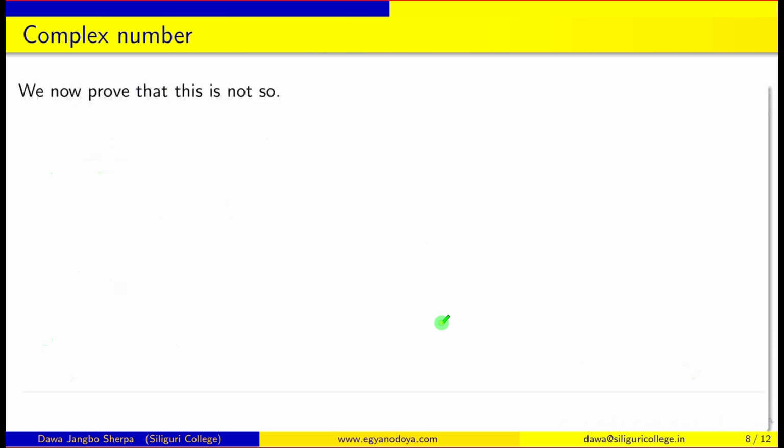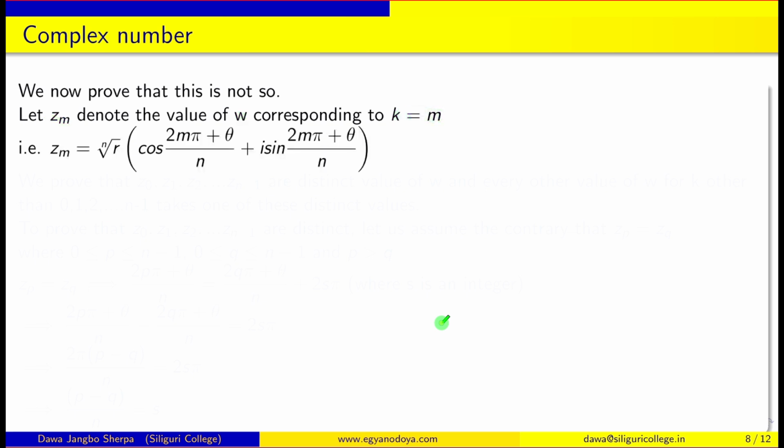But this is not so. The number of values of z to the power 1 by n is not infinite, it is actually finite. Let z_m denote the value of w corresponding to k equal to m. Then z_m is equal to the nth root of r times (cos of (2m pi plus theta) by n plus i sin of (2m pi plus theta) by n). Here we have put k equal to m.